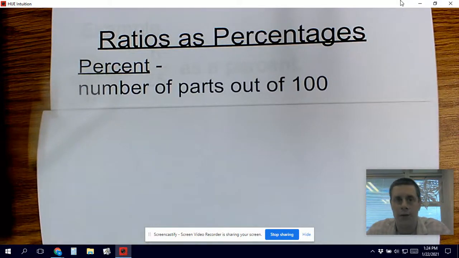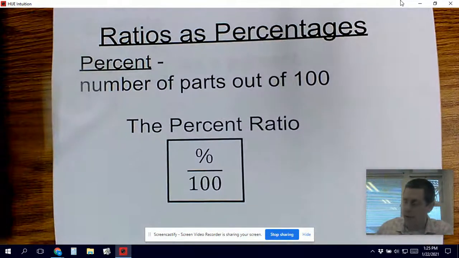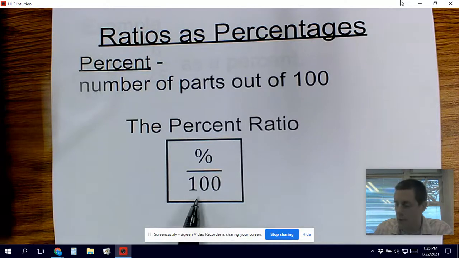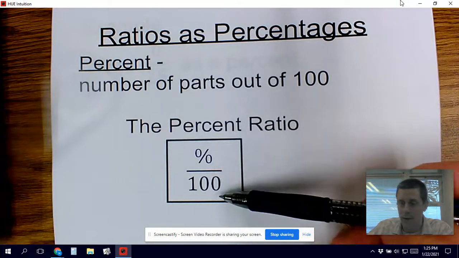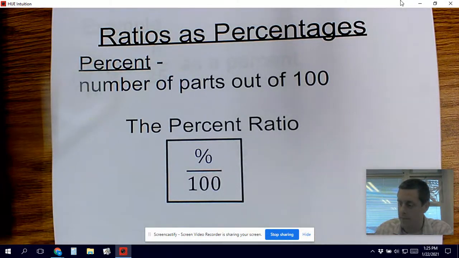So for example, if you took a math quiz and you earned an 84%, that means you got 84 of the parts correct out of 100. Percentages can be written as a ratio, and because all percentages are out of 100, that percent ratio is whatever the percentage is will always be over 100. So the percent to 100. That is going to be extremely useful to you this week. So make sure you know all percentages are always out of 100. So if you're setting a percentage up as a ratio, that percentage will go over 100.